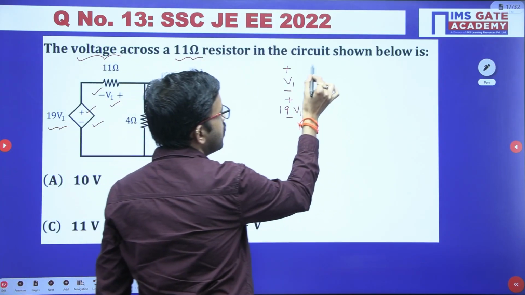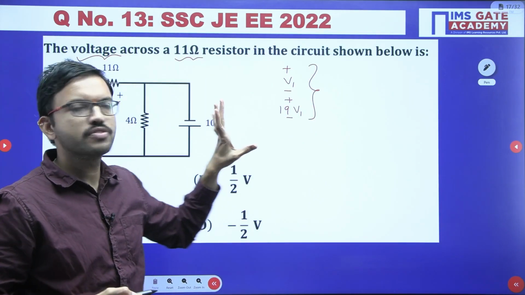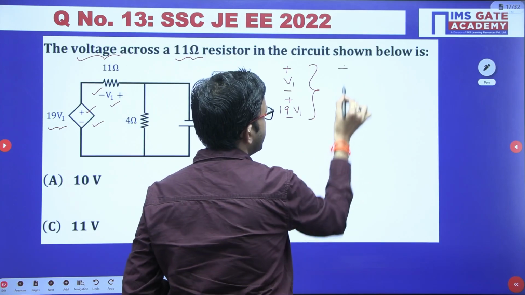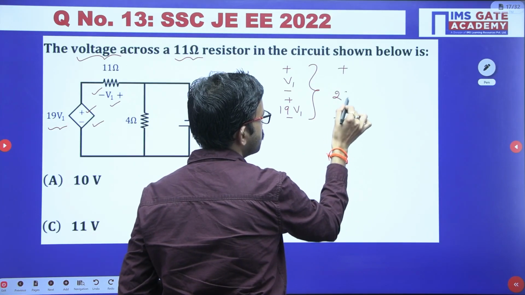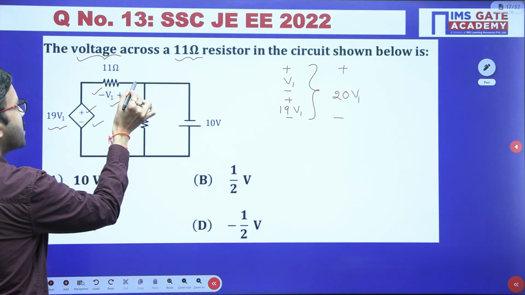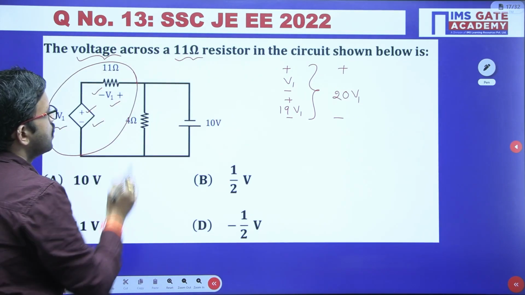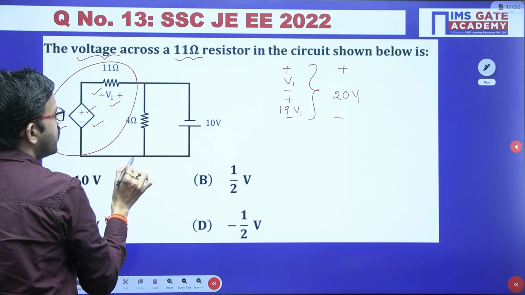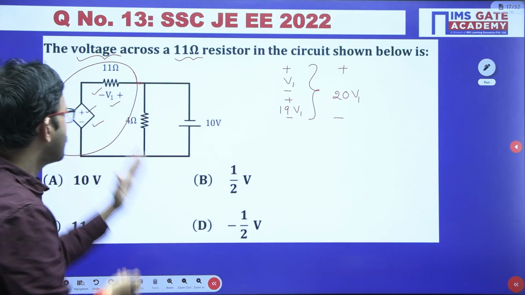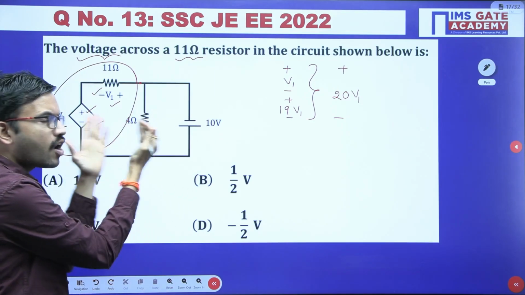Since you have the same voltage polarity, we have to add the voltages. If polarities are different, then we have to subtract. So in this case you get 19 plus 1, that is 20 times V1. Now, suppose this entire circuit is replaced with one voltage source, that is 20 V1. Here a 4 ohm resistor is there, and here a 10 volt source is there. All these three, how are they connected?